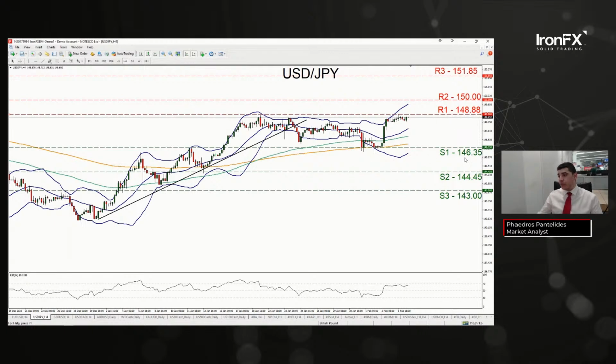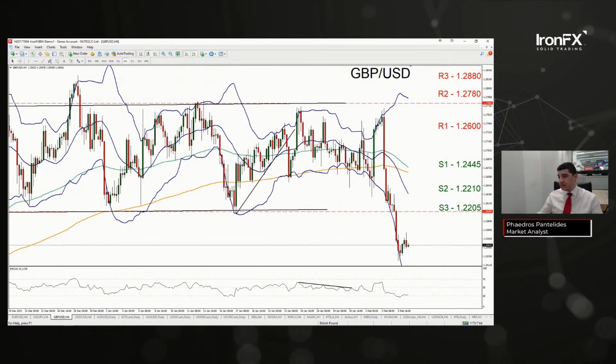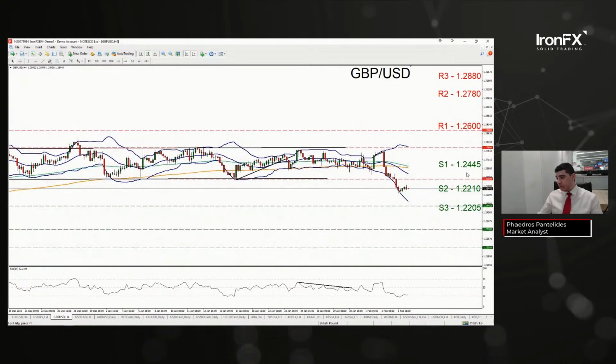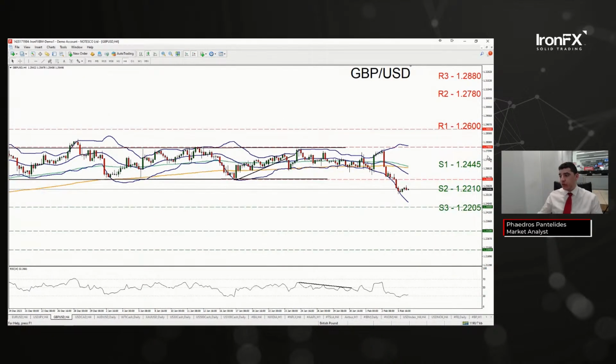Whereas for a bearish outlook, breaking below S1 would be sufficient. Next target for the bears, 144.45. Now, cable is an interesting story. Chief economist Pill yesterday implied that rate cuts are not a matter of if, but when. So they are going to occur according to Mr. Pill. The question is when.